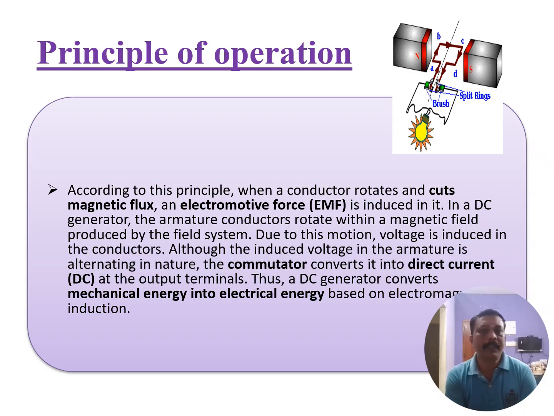Next, we will discuss the basic principle of a DC generator. The DC generator works based on Faraday's law of electromagnetic induction. According to this principle, whenever a conductor rotates and cuts the magnetic flux, an electromotive force, EMF, is induced in it. In a DC generator, the armature conductor rotates within a magnetic field produced by the field system. Due to this motion, voltage is induced in the conductor. Although the induced voltage in the armature is alternating, the commutator converts it to direct current at the output terminal. Thus, the DC generator converts mechanical energy into electrical energy based on electromagnetic induction.